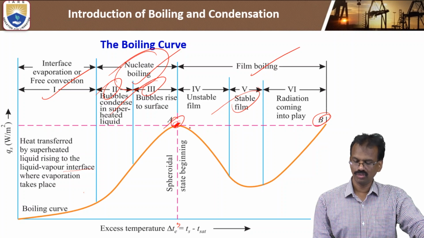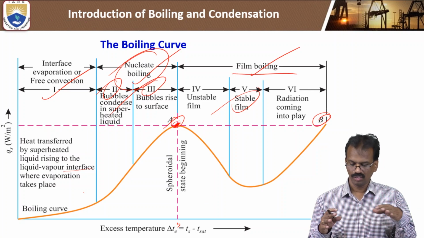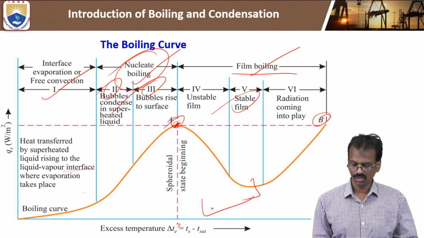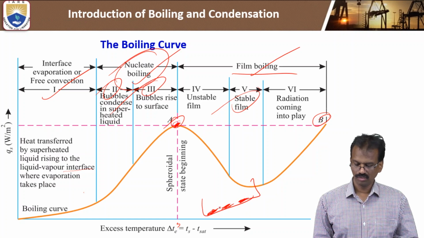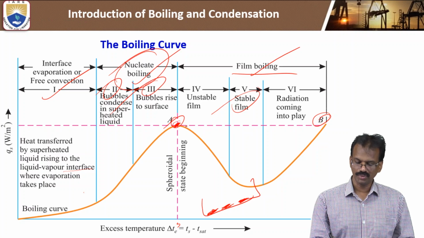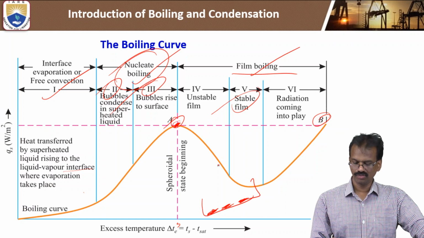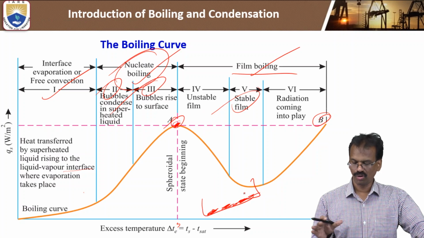But after this, we will see the film boiling process. It means these bubbles combine with each other and some vapor layer is formed on the bottom surface. Unstable pockets are formed on it. These pockets resist the rate of heat transfer from the surface to the liquid, so the heat transfer rate reduces. This is called the unstable film. After that, we will see the stable film which is formed on the surfaces.